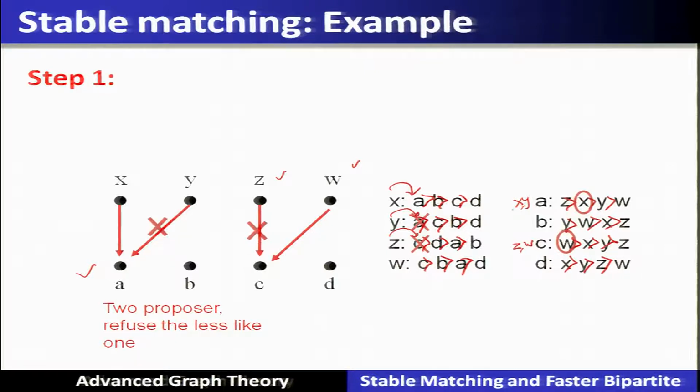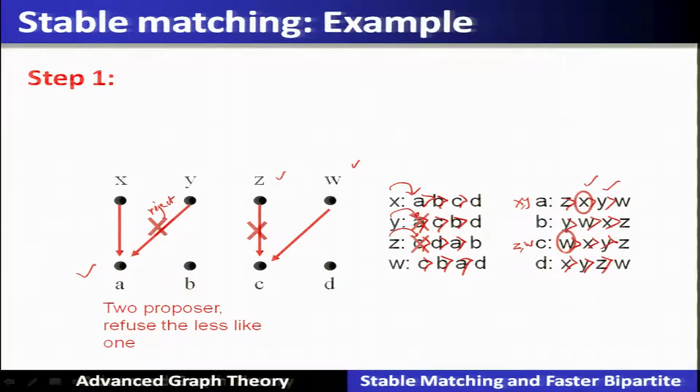Since woman A has received more than one proposal, she will accept the one which is at a higher preference compared to the other one. So, she will accept X and reject Y. So, Y will be rejected. A will send the rejection, and this will be the maybe condition.